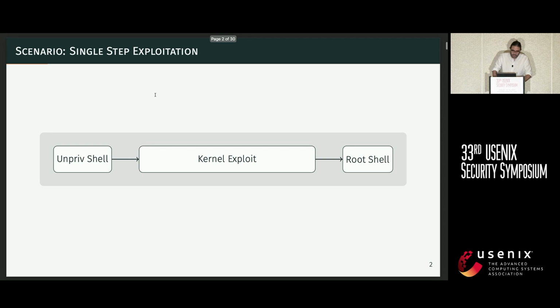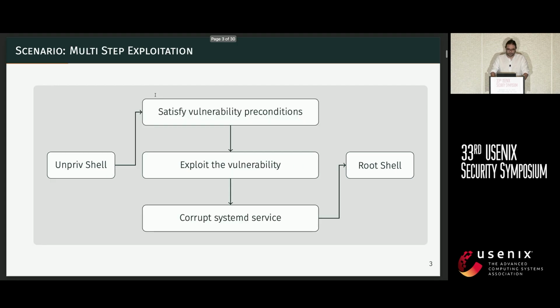We are all familiar with single-step exploitation, which is assuming that we have an initial foothold on a system with an unprivileged shell. We might find a strong primitive, such as a kernel exploit, to then gain a root shell. But what happens if we don't have such a strong primitive?